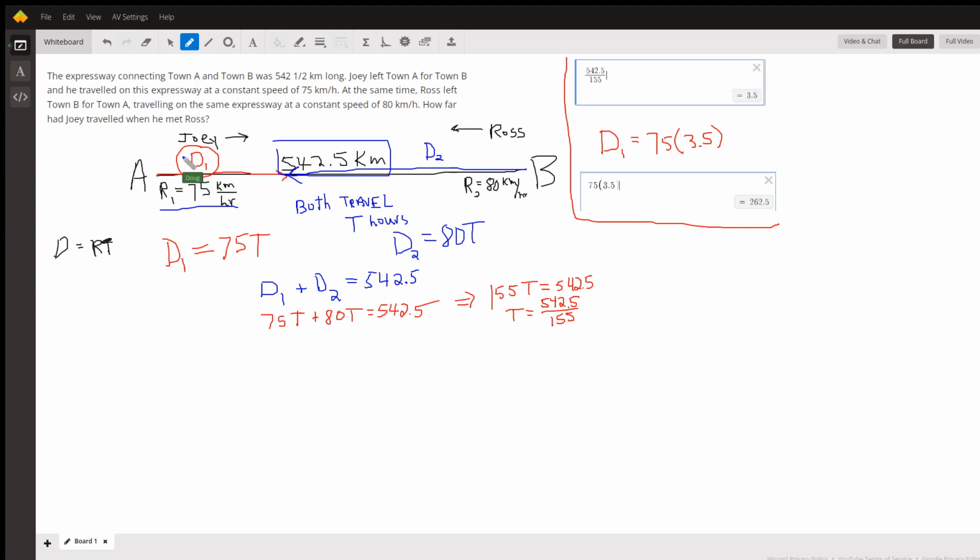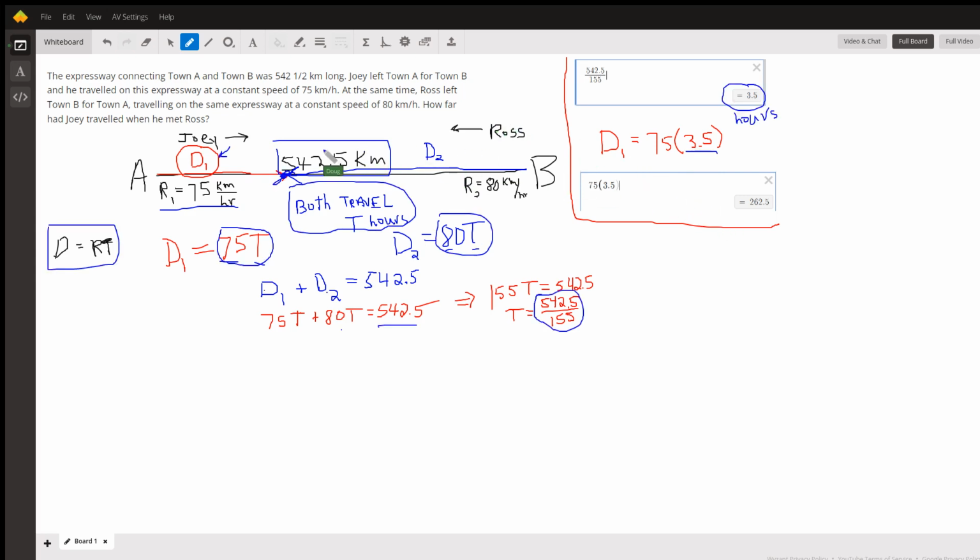They're asking for Joey's distance. So we have to substitute the time that they traveled into the formula for Joey's distance, which is 75t. And there's the distance that Joey travels. If we multiply 80 times 3.5, we'll get Ross's distance. And it's guaranteed that that distance plus this distance is going to add up to 542.5.